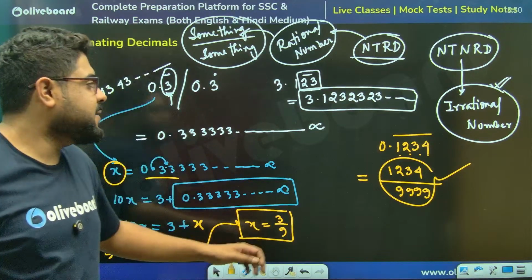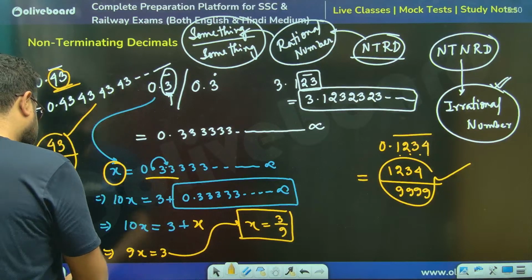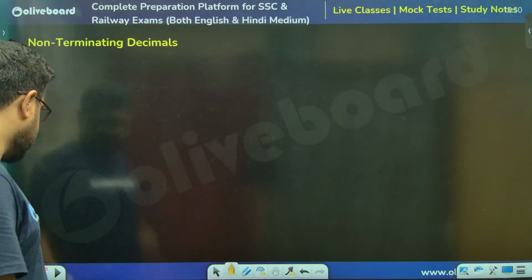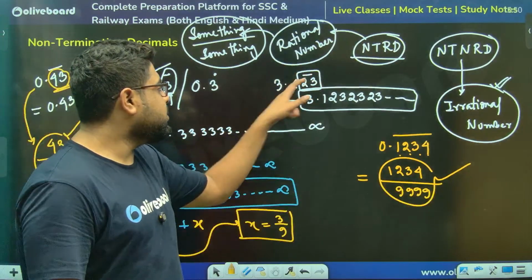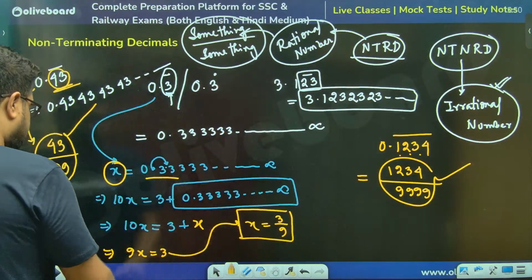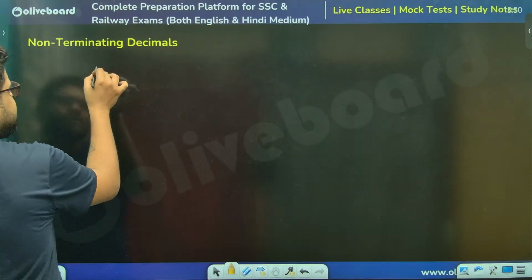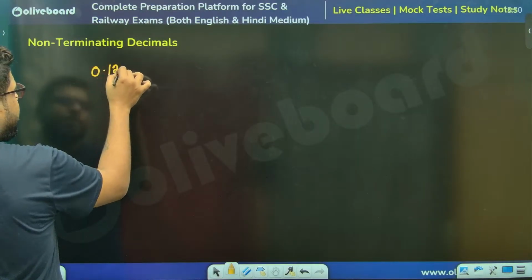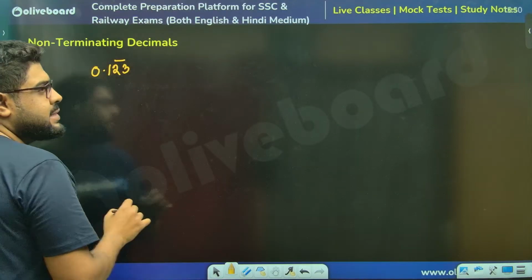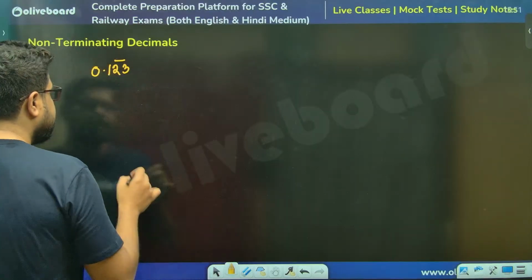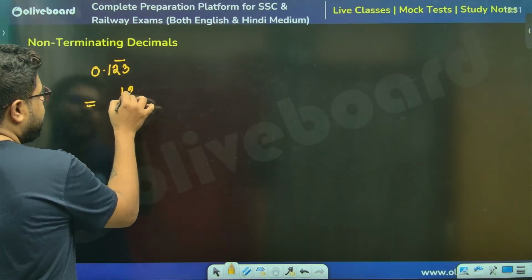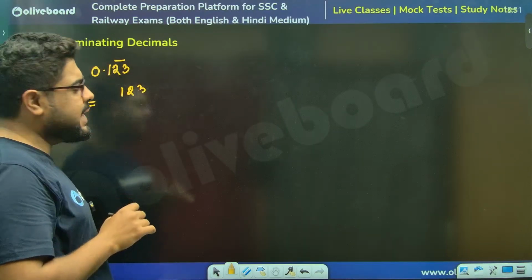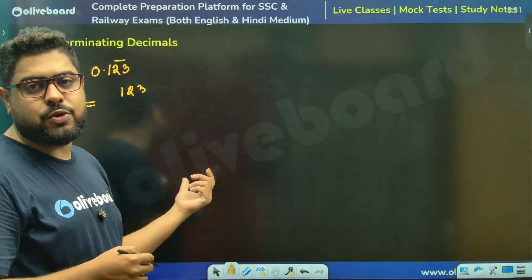Now this is done. Now a very good question: what about this? 3.123, or rather I'm just taking the decimal part, 0.123, but only 23 has the bar sign over it. What do you do? Write down whatever you have. The same proof you can do in the way I've shown you.